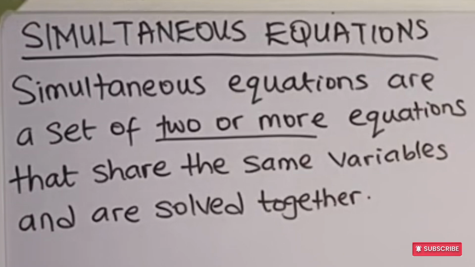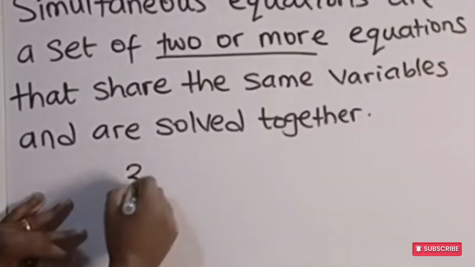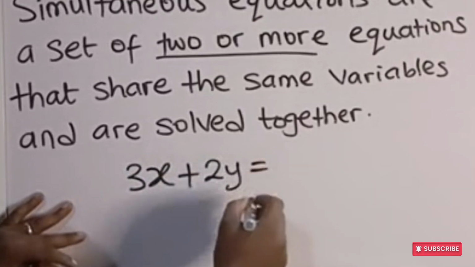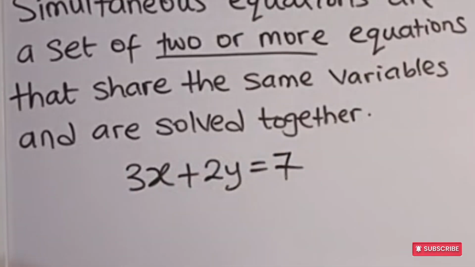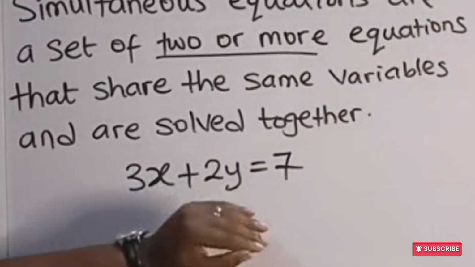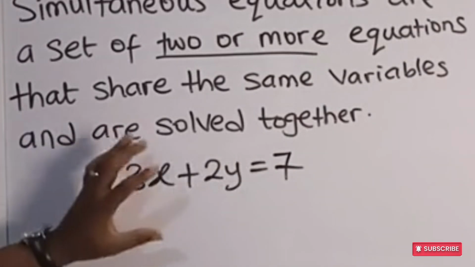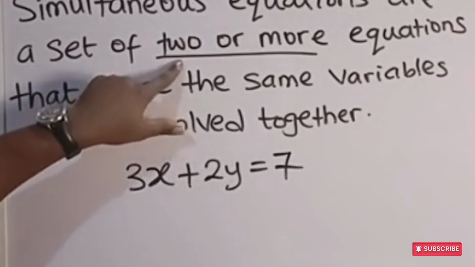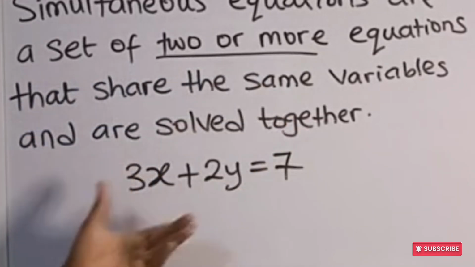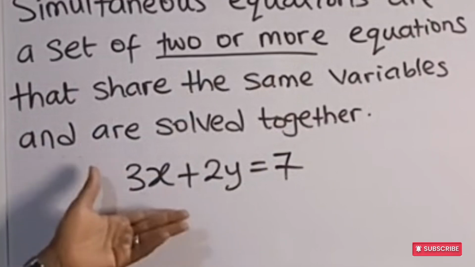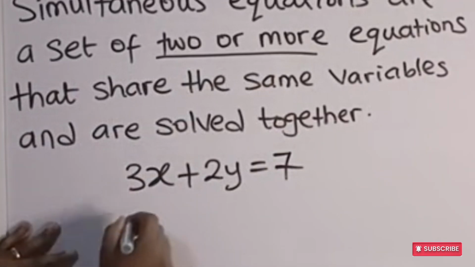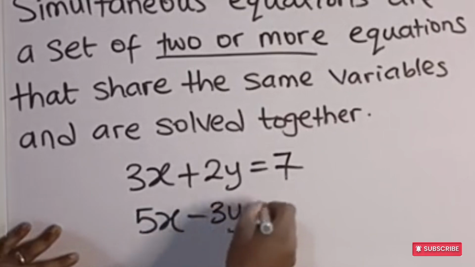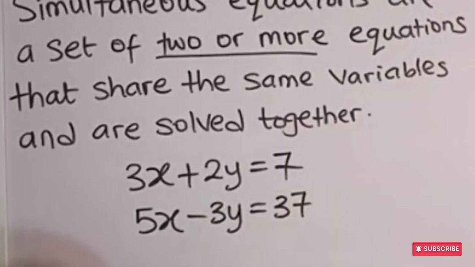Okay. So if you have, for example, two equations like this, 3x plus 2y is equal to 7. On its own, you cannot call this a simultaneous equation because it does not meet this requirement, two or more. This is just one equation. So this is not a simultaneous equation. But when you have another equation, 5x minus 3y is equal to 37.